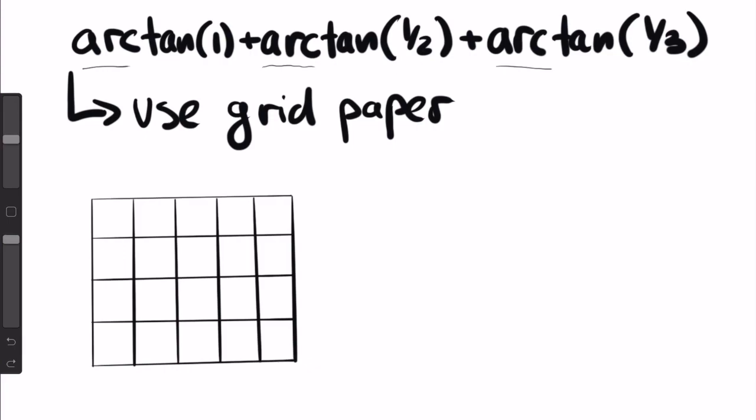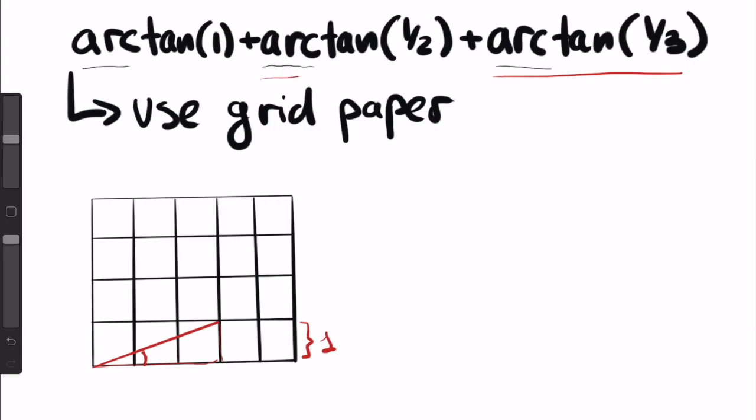Right, so here is my grid, and each of these squares has side length 1. So if I have a line that goes from here all the way to here, I end up constructing a triangle with sides of length 1 and another side of length 3. So this angle here is arctan of 1/3.